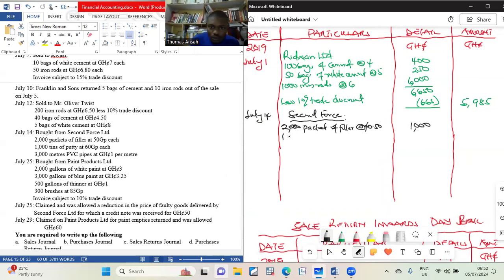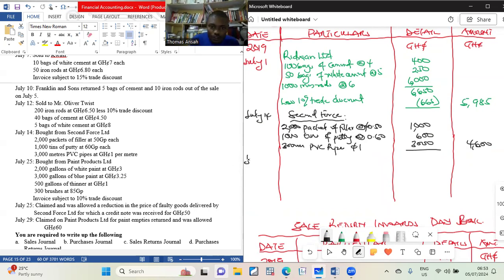Not only that, they did 1,000 tins of putty at 60 pesewas, so like 0.60. All right, so that is 600, right? Yeah, it is. All right, then we have 3,000 meters of PVC pipes. So that's 1 per meter. So that one will be 3,000. Are there any discounts? No, I don't see any discount. So we add them up. That will be 4,600.